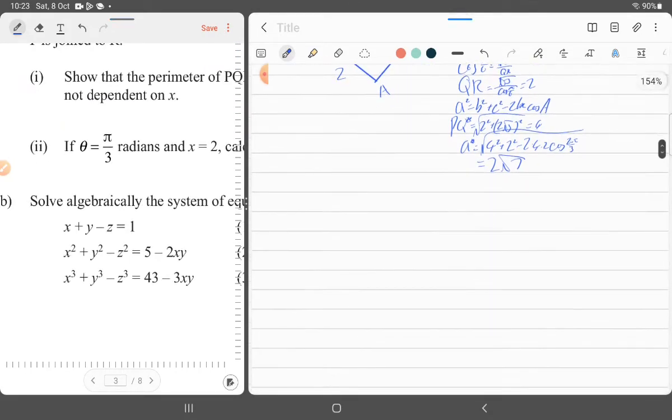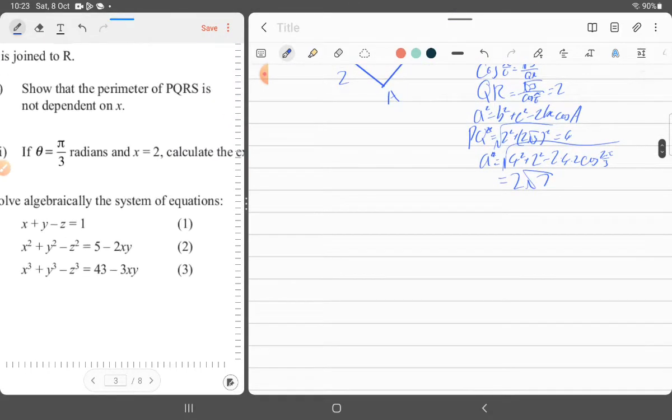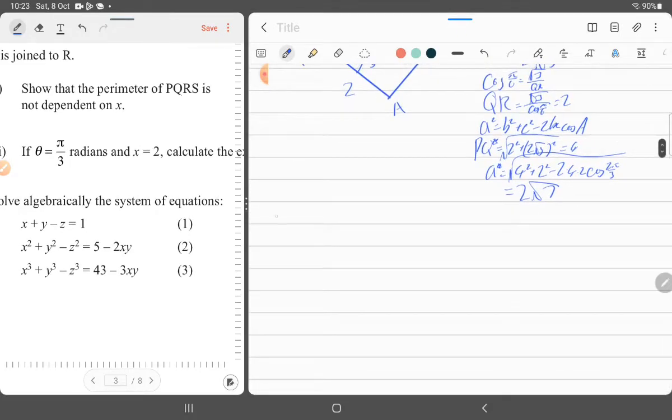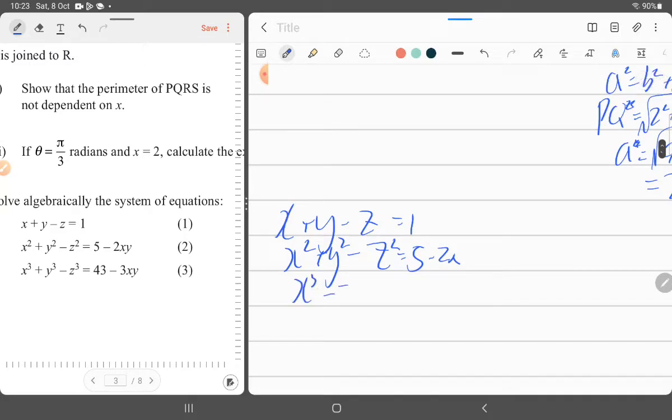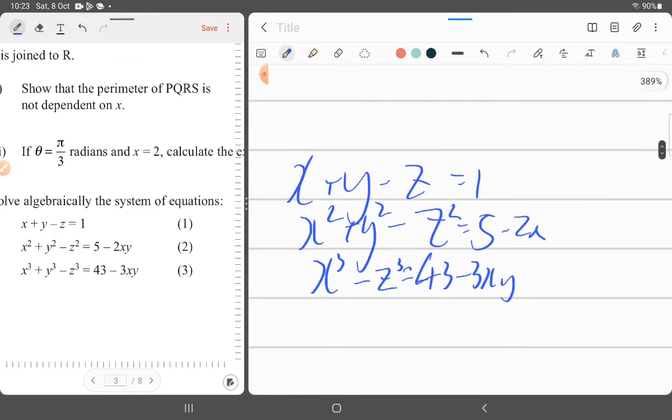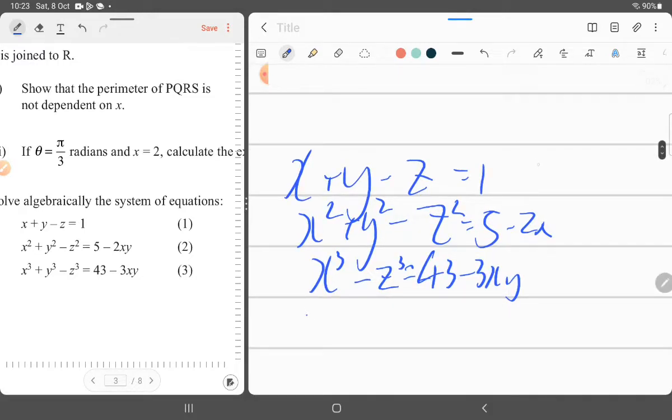Solve algebraically the system of equations. x plus y take away z is equal to 1. x squared plus y squared take away z squared is equal to 5. x cubed plus y cubed take away z cubed is equal to 43 take away 3xy. So this is equation 1, this is equation 2, this is equation 3.